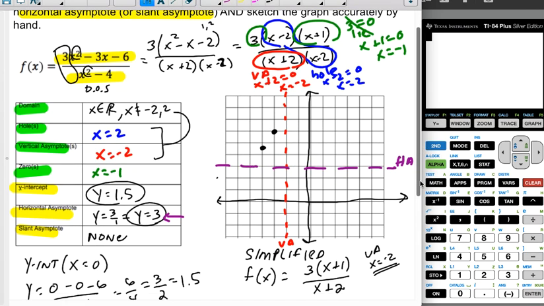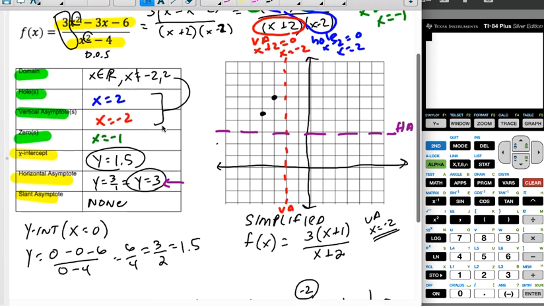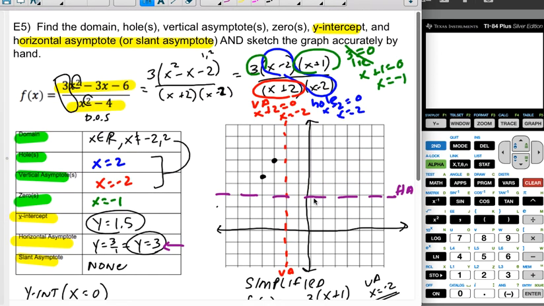I know that when I plug in negative 1, I should get 0, which also fits here because that's a root. So when I plug in negative 1, I should get 0. I know that when I plug in 0, I should get 1.5, which we saw both in my table and also as a y-intercept. So there's 1.5, right?